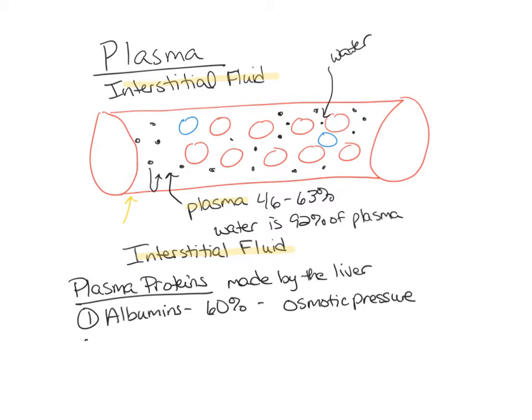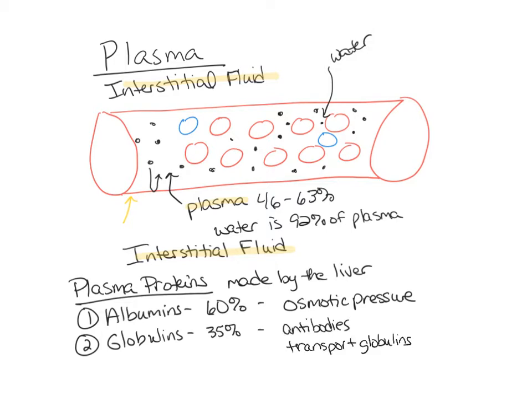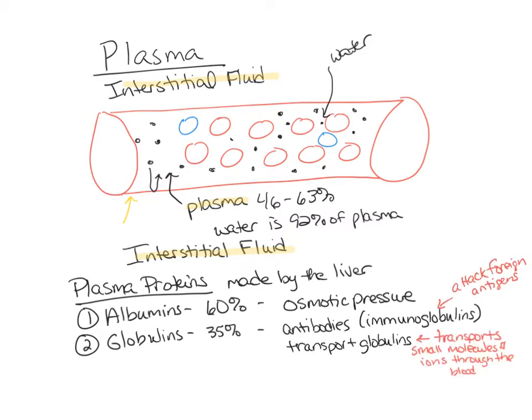The second type of plasma protein are globulins. Globulins make up 35% of the plasma proteins. These globulins can either be antibodies or they can be transport globulins. Antibodies are also called immunoglobulins. They attack foreign proteins and pathogens that might be harmful to your body. Transport globulins will bind small ions, hormones, and other compounds like drugs and transport them throughout your blood.